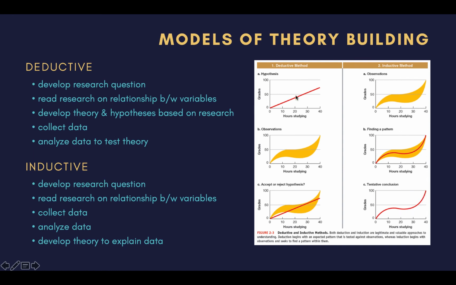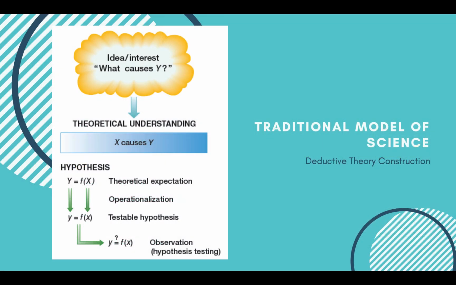One would be a linear deductive model. The other one says it's more adaptive to what the data suggest. Finally, this is just an example again of the traditional model of science. We say, what causes why? Well, we have a theoretical understanding of what causes why. We lead to a theoretical expectation, we develop hypotheses, and then we start collecting data, go through observations. But again, that may not be the way that things operate nowadays, but this was the traditional model of science for many years.